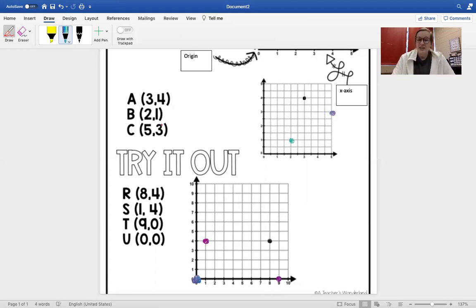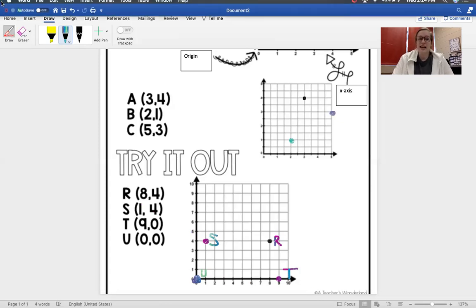And we could actually, since they gave us letters of these points, we could label them, right? This point was U. We had T at 9, 0. We had S at 1, 4. And we had R at 8, 4. And this will help because sometimes you will connect these points to make shapes when we get later on into more graphing. And it's easy to look at each point as R rather than, oh, well, what point is at 8, 4? Well, R is at 8, 4, right?